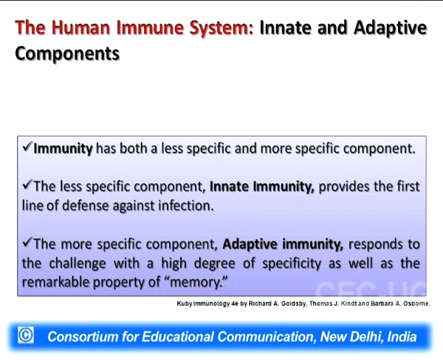These adaptive immune responses have a high degree of specificity and a remarkable property of memory. So, whenever there is again an inflow of these particular pathogens into our body, there are memory cells which are circulating within our body. They immediately recognize these and filter them out from the body circulation.